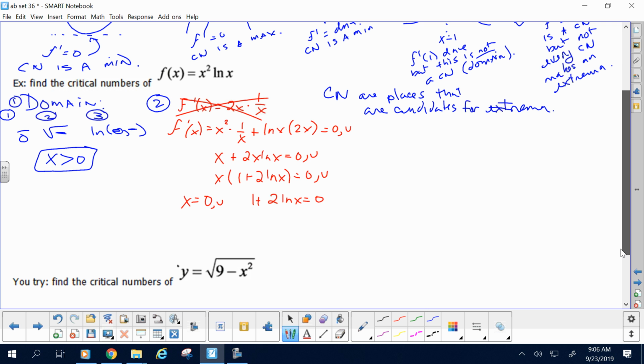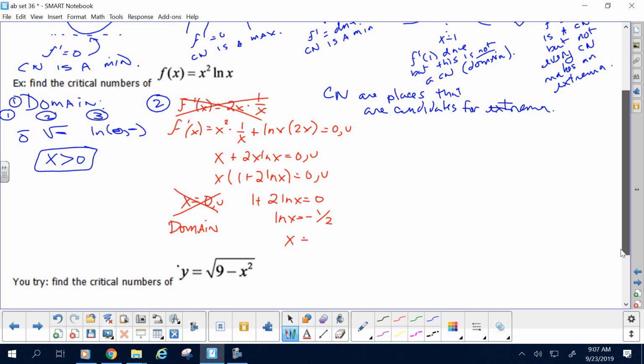x equals 0, is that in the domain? Is that a critical number? No, that was a good candidate, but unfortunately that's not in the domain, so that is not a critical number. If I looked at the graph of x squared natural log of x, that point's not there. I don't have a critical number at a point that's not on the graph. It doesn't even exist, so that's erroneous. All right, so how about here? Natural log of x is negative 1/2. Can you take the log of a negative?